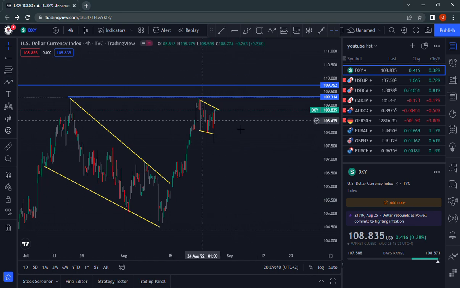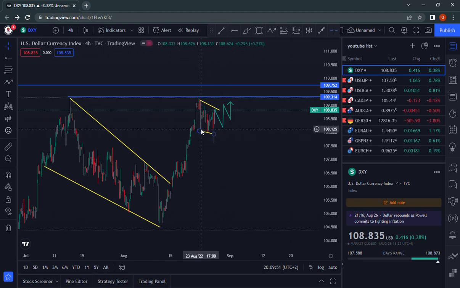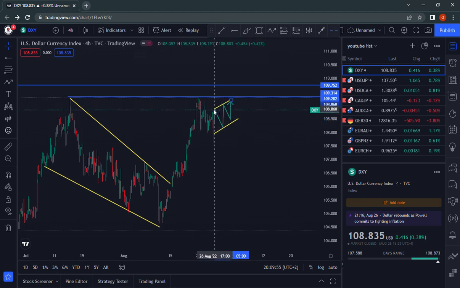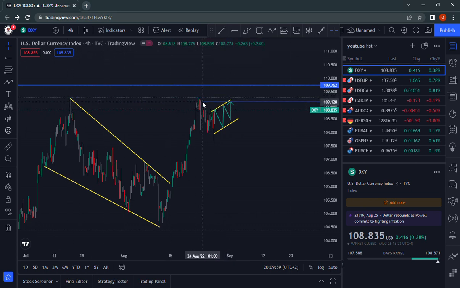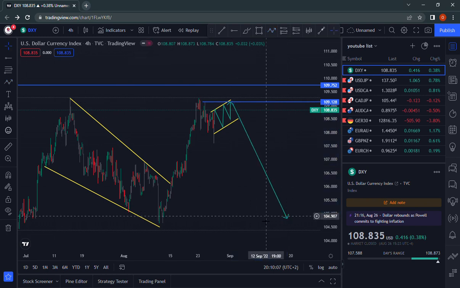So depending on how the market plays out here, that is what we'll be waiting for. If this market decides to play out like this and gives us a correction like this, then obviously we will change our structure. Price will give us a correction like that, and then this becomes something like this. From here we will no longer be looking for price to go up. We'll be looking for price to go to the downside.